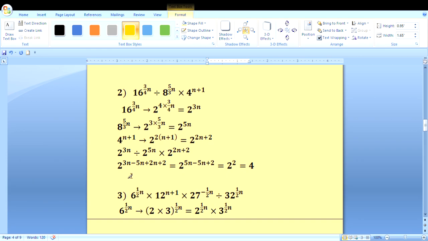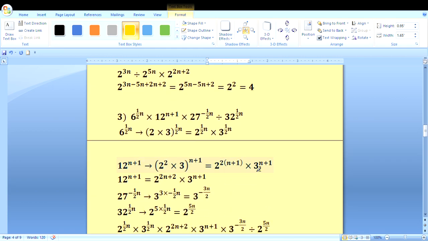Now the bases are the same, so we can make use of the laws. So here, this is 2 raised to the power 3n. This is division, so it becomes minus 5n, plus, here this is times, so it becomes plus 2n plus 2. So here 2n plus 3n gives 5n. Then we have a minus 5n here, plus 2. 5n minus 5n is equal to 0, plus 2. So it becomes 2 raised to the power 2, which is equal to 4.